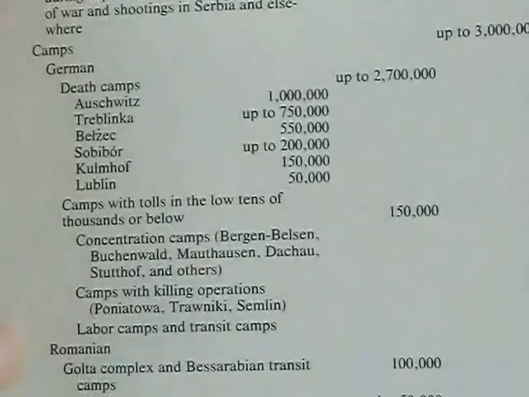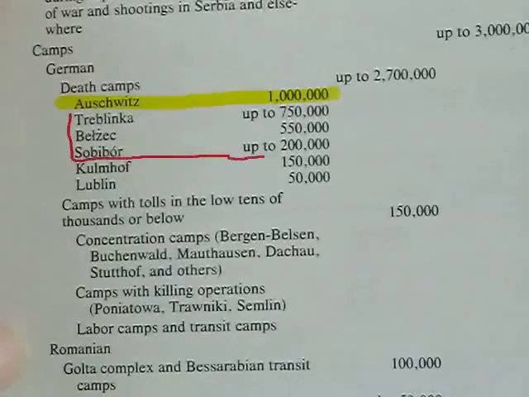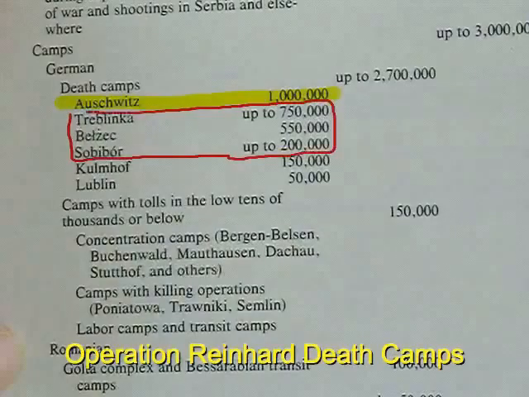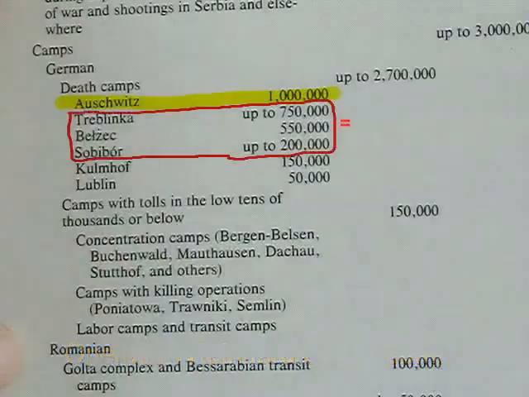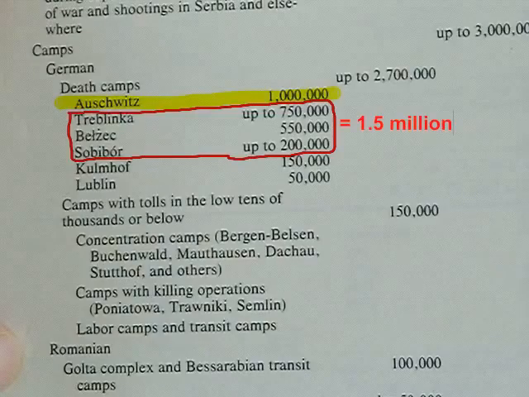Hilberg gives a breakdown of the deaths that occurred at the camps. Here we can see that 1 million deaths occurred at Auschwitz. The next 3 camps, Treblinka, Belzec, and Sobibor, are thought of as their own separate category because they were run so similarly. They are sometimes called the Operation Reinhardt death camps. Together they equal more deaths than Auschwitz, 1.5 million. These 3 camps equal a little under 1/3 of the Holocaust, and it's these 3 camps that we're going to be looking at for the rest of this video.